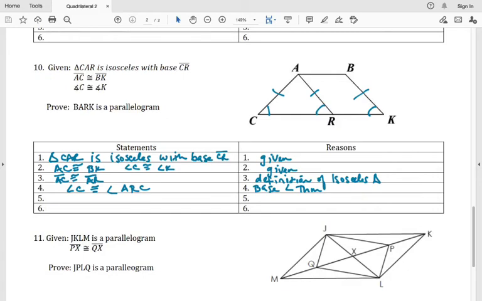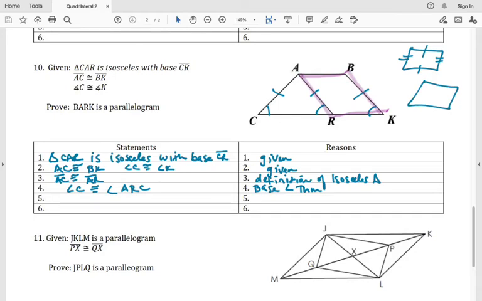Okay, so now again we're trying to prove that this right here is a parallelogram. Right now we've got one set of sides that are congruent. Remember, we've got 5 ways to prove that a quadrilateral is a parallelogram. One of the ways is to show that you have 2 sets of opposite sides congruent. Let me mark that. This is one way. If you've got 2 sets of opposite sides that are congruent, you can prove it's a parallelogram.